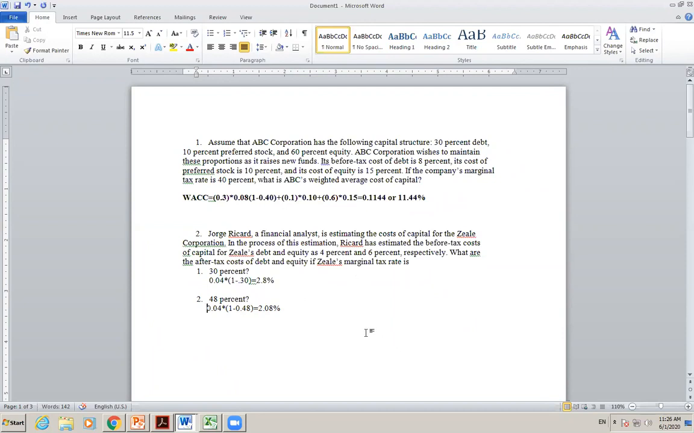Sorry, I have a question. Yes, please. In the first example, can you interpret the weighted average cost of capital? It means that 11% is our additional investment cost, or no?